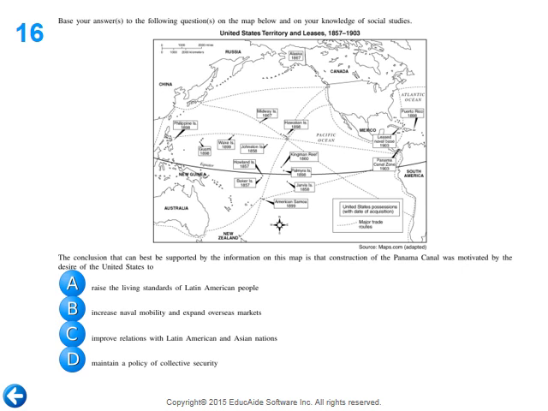All right, A, to raise the standard of living of Latin American people. We could care less. It's not that. B, increase naval mobility and expand overseas markets. Let's hold on to that one. C, improve relations with Latin American and Asian nations. No. D, to maintain a policy of collective security. No, we really didn't care about what the other countries were doing. We were doing our own thing. It is going to be the fact that it made it easier for us to move our navy from the Atlantic to the Pacific, and it also made it easier for our commercial ships to get from one ocean to the other. So that would be B.